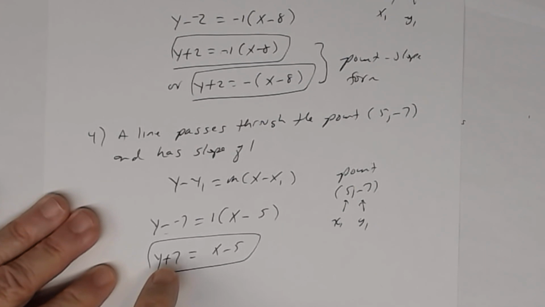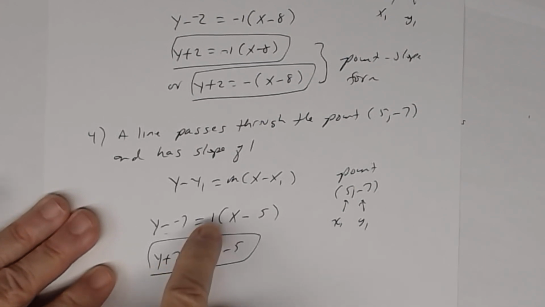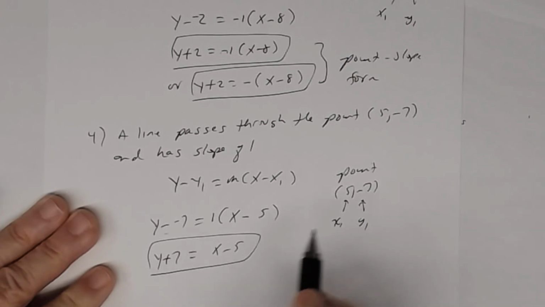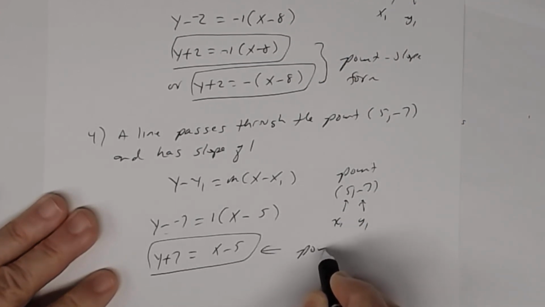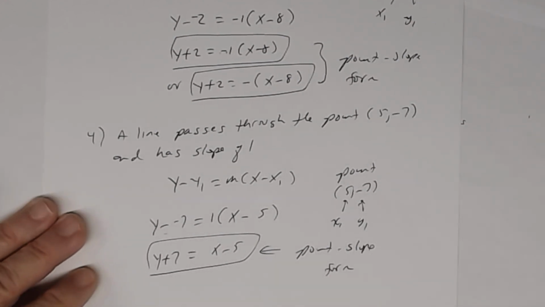So we want you to recognize that 1 times x minus 5 means x minus 5. So this is the answer you want to write whenever you have a slope of 1. So y plus 7 equals x minus 5. Okay? All right, so that is the preferable answer. So point slope form. All right, so that's number 4.